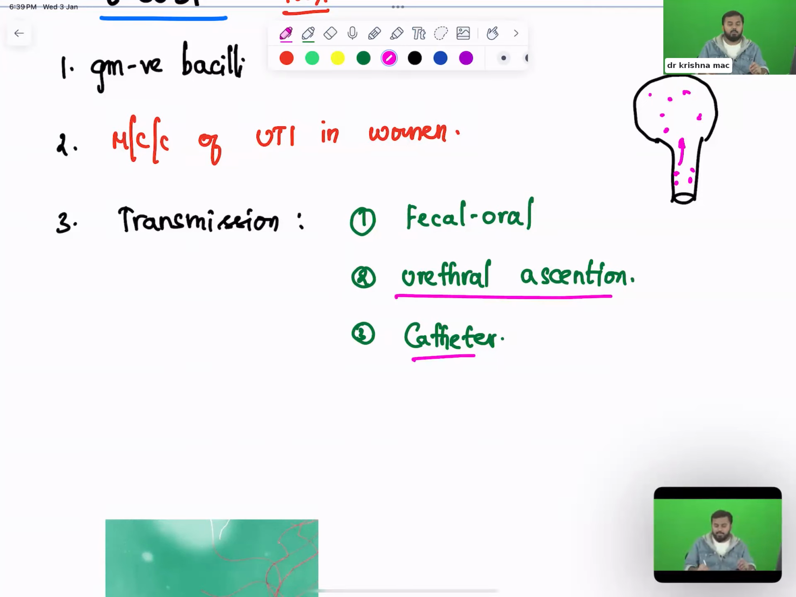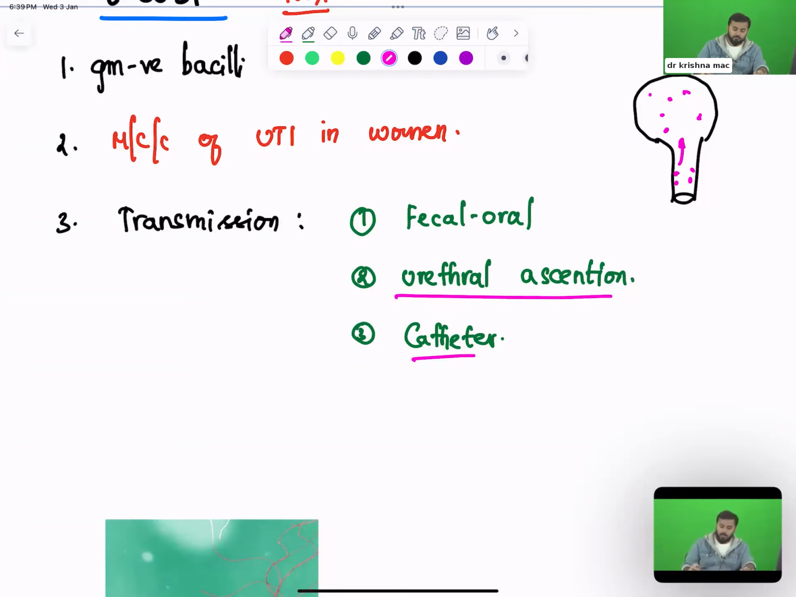And catheter. Catheter in the sense, you put a Foley's catheter into the patient, the urinary pipe, as you call it. If you are not changing that Foley's catheter at least weekly once, and it is there for about 2 or 3 weeks in a bedridden patient, very easily bacteria from outside can directly enter into your urinary bladder. So these are the three important routes of transmission which you need to know.